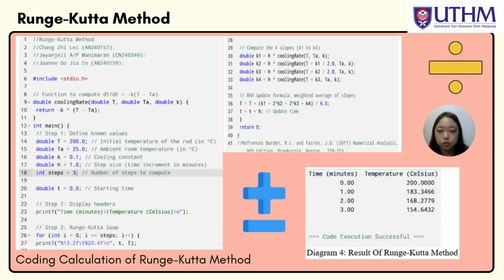And then this slide shows the coding calculation, where we use the application programming, key in the values, and then we will get it. The result of the Runge-Kutta method is totally the same as the calculation we did manually. So this is the coding calculation.